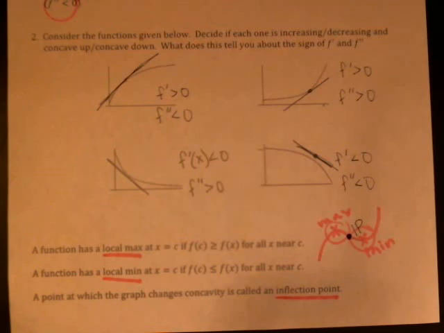So in order to switch from concave down to concave up, the graph has to straighten out for at least an instant.